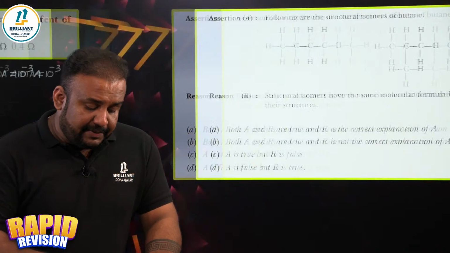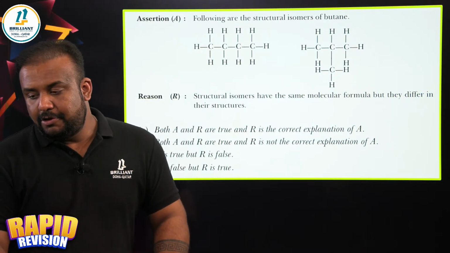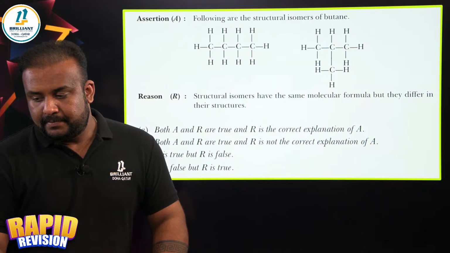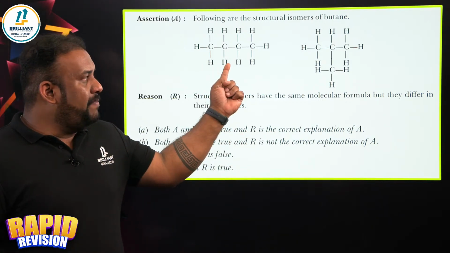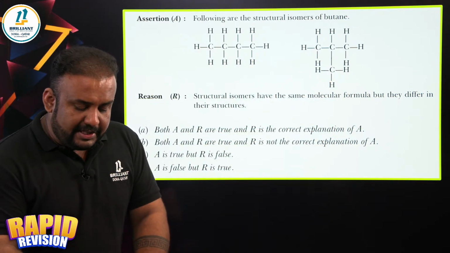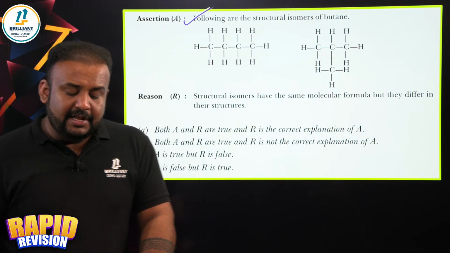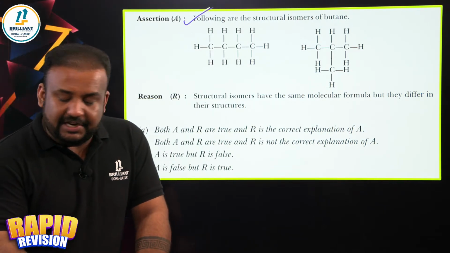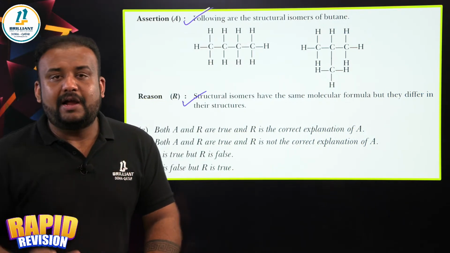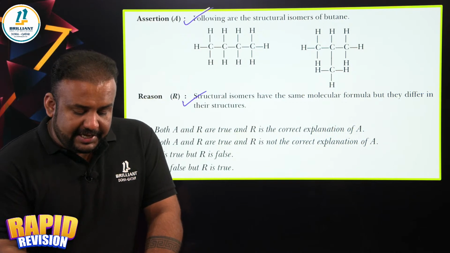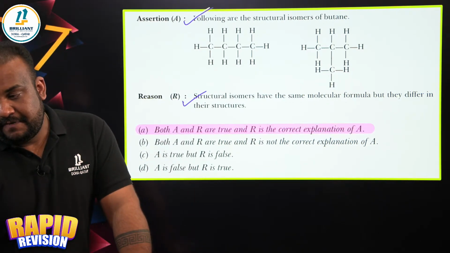Right. The next question. Following are the structural isomers of butane. This should be easy. One is n-butane, second one is isobutane. That is correct. Structural isomers have the same molecular formula but they differ in their structures. That is true. And that's why those two are isomers of butane. So we can say that both A and R are true and R is the correct explanation. Yes, very good.